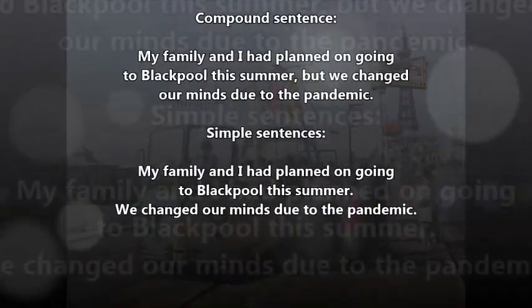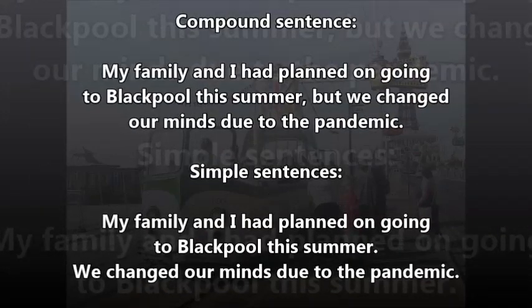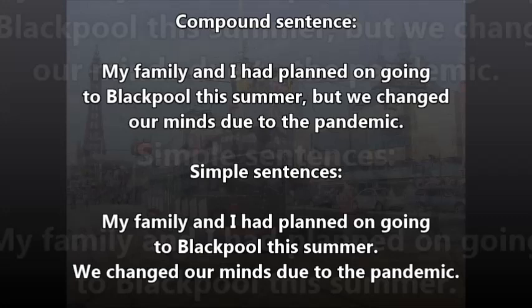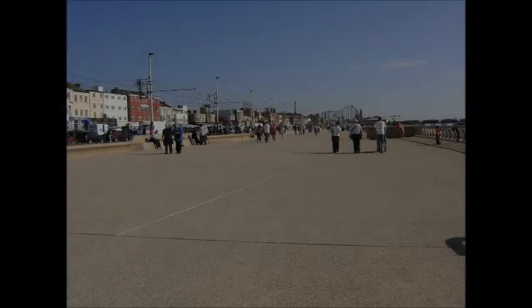Compound sentence. My family had planned on going to Blackpool this summer, but we changed our minds due to the pandemic. As simple sentences, they would be: my family and I had planned on going to Blackpool this summer; we changed our minds due to the pandemic. You see, that's a bit choppy, so why not join them together? So this is what we're trying to do here, you see, we're trying to avoid choppy sounding English.